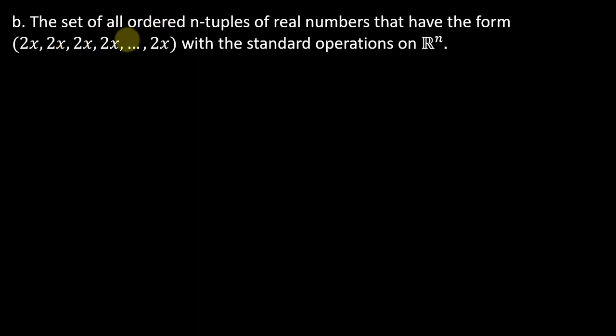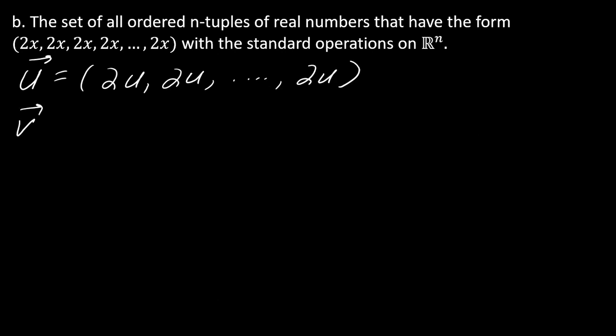So step one is, remember, we need to identify what our vector space is. So it's 2x, 2x, 2x all the way down, and we just have the standard operations on Rn in this case. So we know how those work. So if I take u, let's say my u is going to be 2u, 2u, so on and so forth. So my u is going to look like this. And my v is going to be 2v, 2v, so on and so forth.